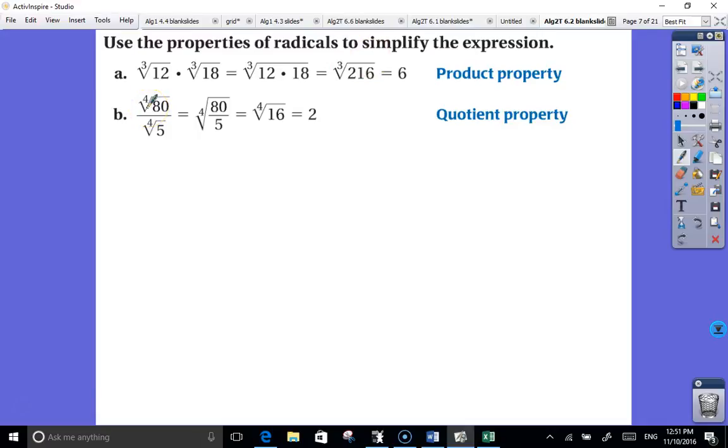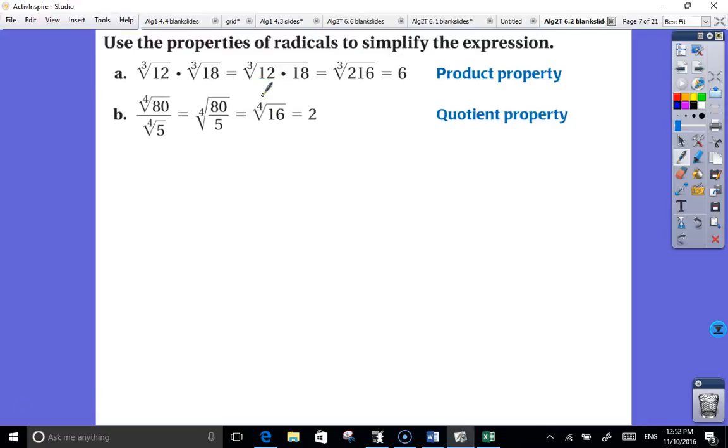Same thing on the letter B. The 4th root of 80, 80 is not a perfect 4th power. Now, the truth is that it has a factor that is. We could have simplified it in a little bit different way. Certainly, 5 is not a perfect anything to the 4th. But if you put them together, right, 80 over 5, that's 16, and that's 2 to the 4th, right? 2 times 2 times 2 times 2, that's 16. So the 4th root of 16 is 2.